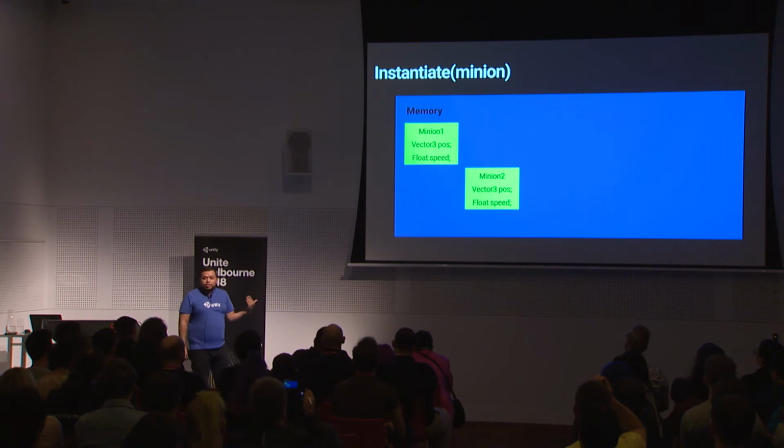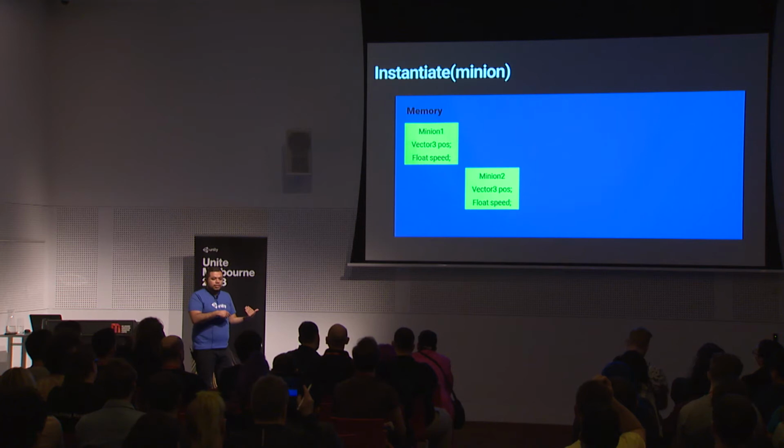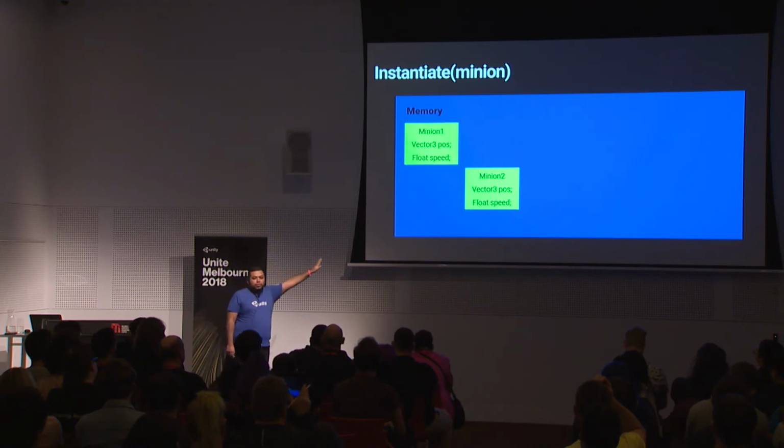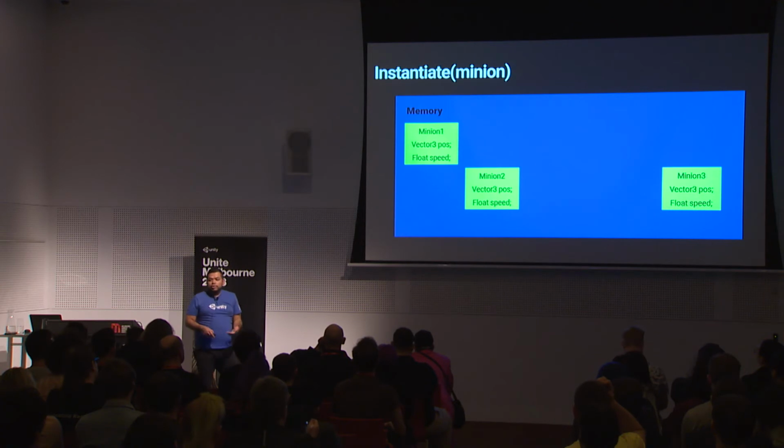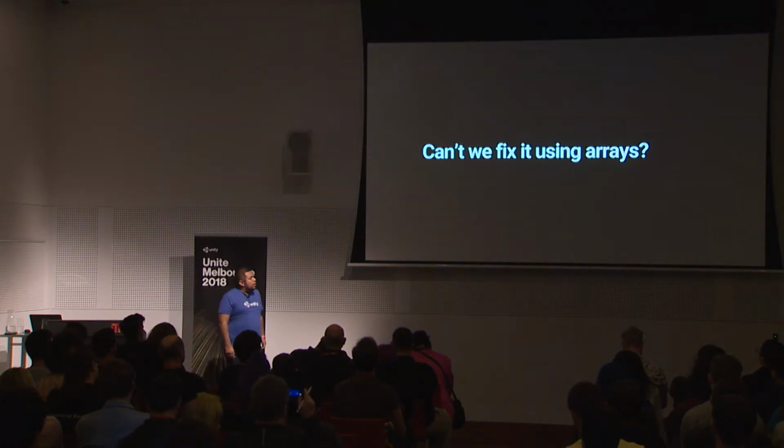Then I want to instantiate another one, and Unity will instantiate it for us and return the reference, but we don't know where in memory this object is. So we're starting to see a problem here. I do the same, I get another reference, but we don't have any control over where this is going to be located.